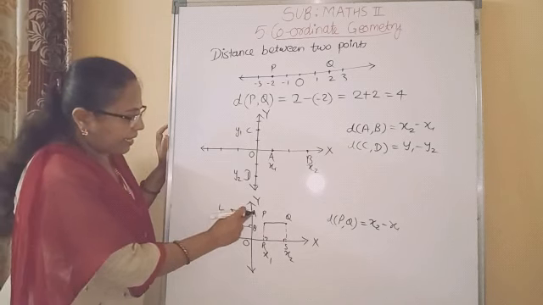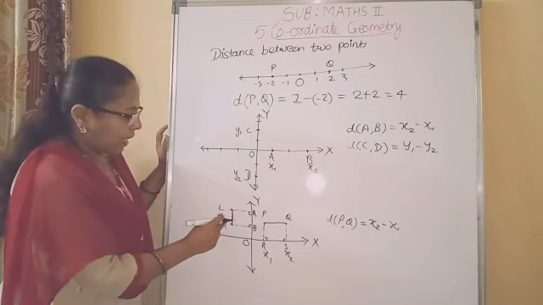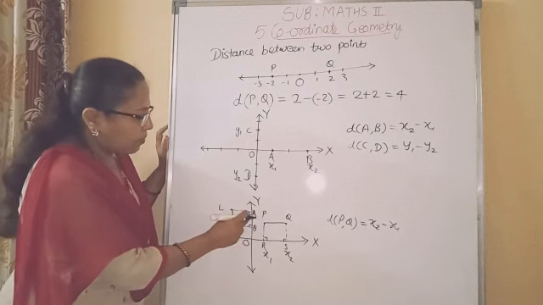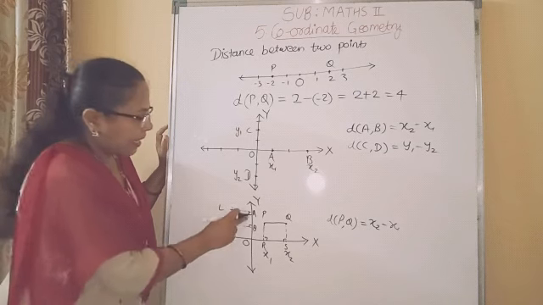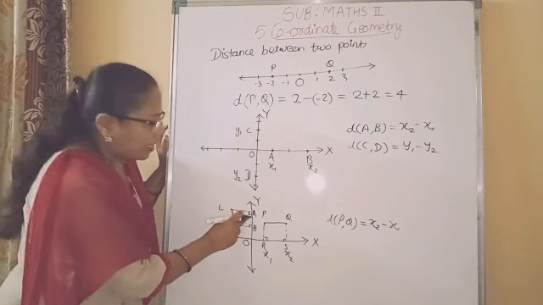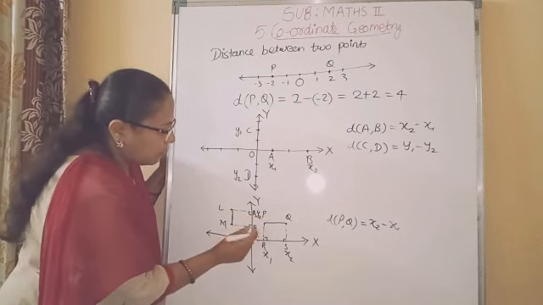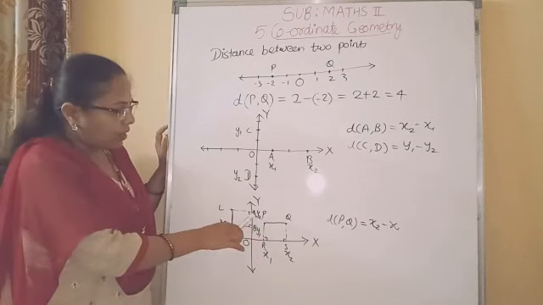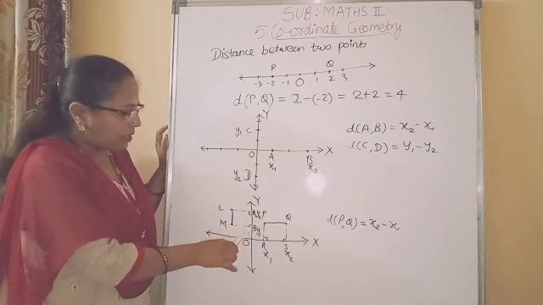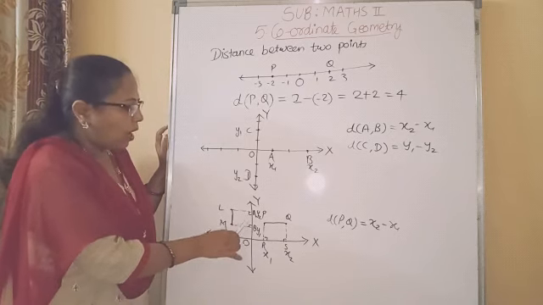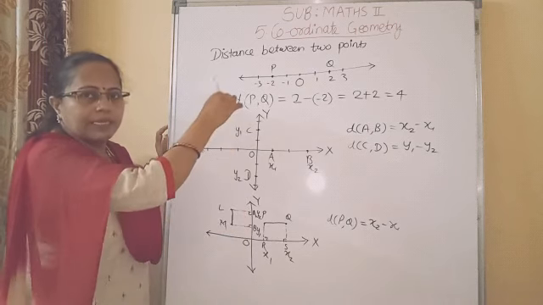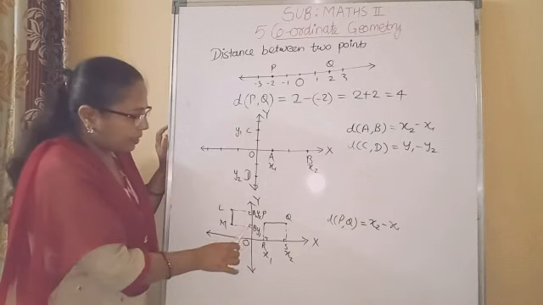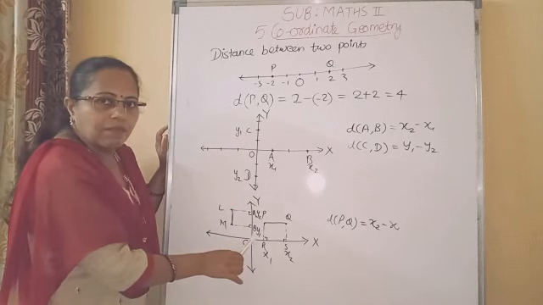So again here we will get a rectangle, and opposite sides of a rectangle are congruent. So LM is congruent to AB. Let the y coordinate of A be y2 and the y coordinate of B be y1. Which coordinate is greater? y2, because on the y-axis if you go above, the numbers go on increasing. So y2 is greater than y1.